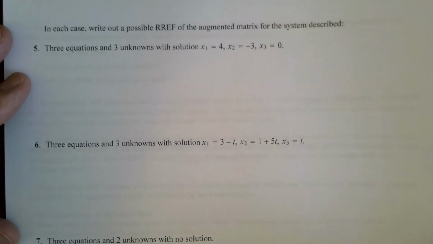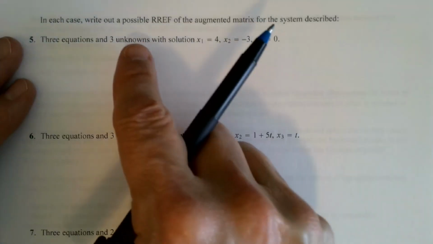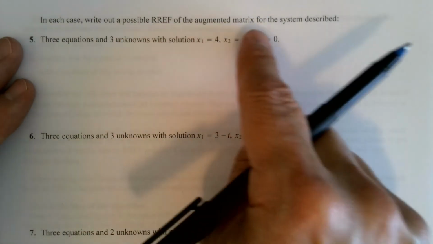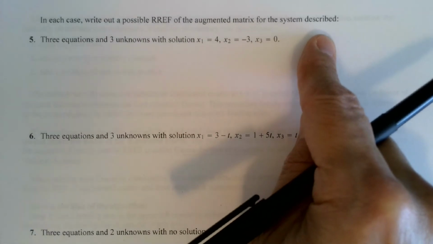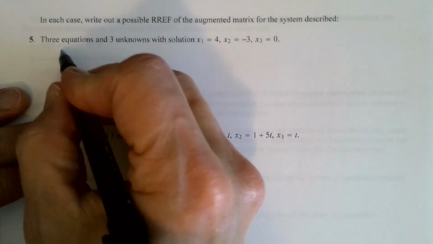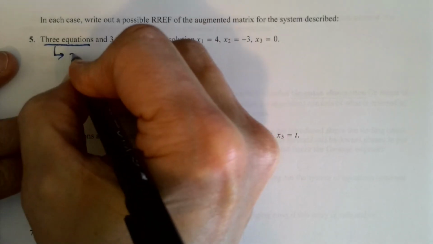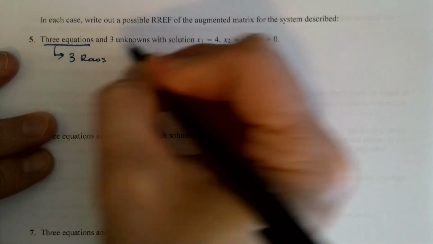So in each case now we're going to go in the other direction, so to speak. Write out a possible reduced row echelon form of the augmented matrix for the system described. Okay, so let's see how we do this. 3 equations. That tells me immediately that my matrix will have 3 rows. So sort of going back in the other direction.